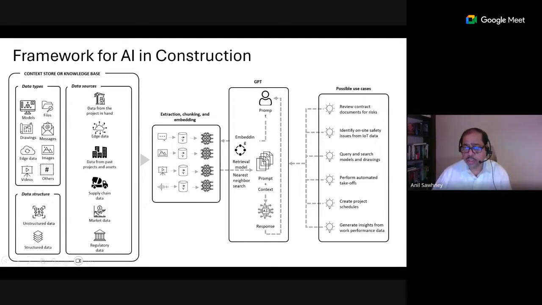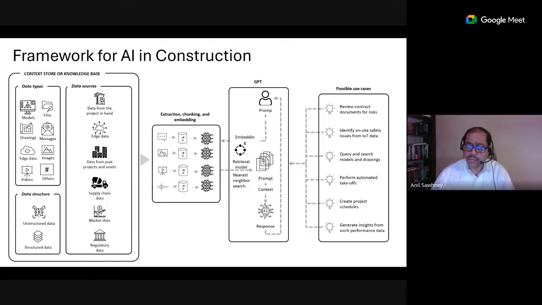And you can store it in a knowledge base or a data store or a data lake. So information from models, from drawings, from IoT sensors, from videos, images, email messages, files, whatever you can think of, PDFs, and so on. You can take both structured data and unstructured data. So Excel spreadsheets, PDF documents, everything.